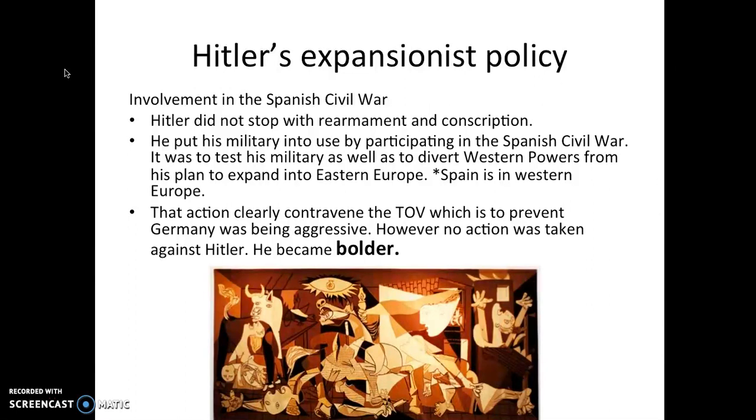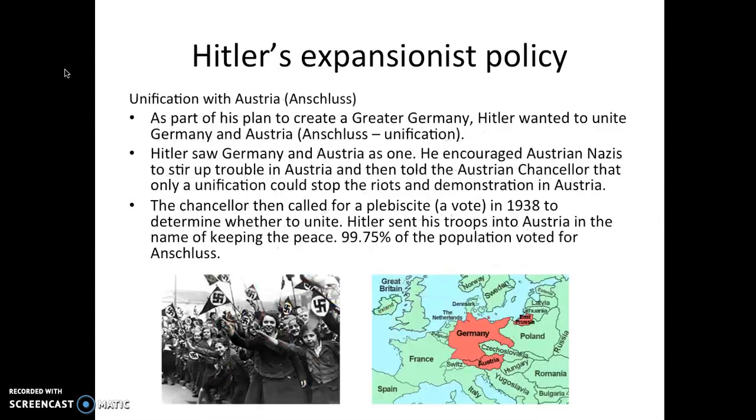Alright, it is against the TOV because the TOV only limits Germany's use of its armed forces to defense only, self-defense only. But this participation in the Spanish Civil War, which has nothing to do with Germany, is clearly not self-defense. However, there wasn't any action taken against Germany or Hitler, and therefore he became bolder.